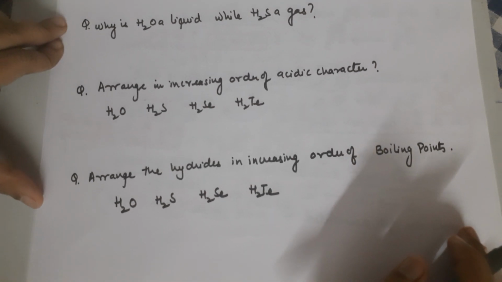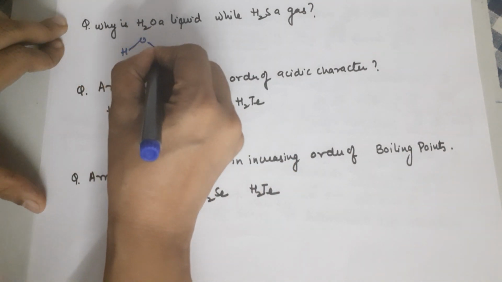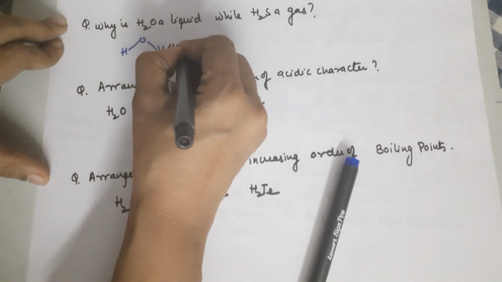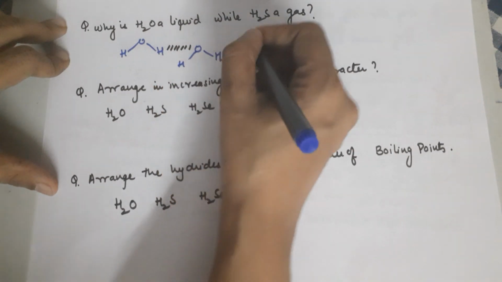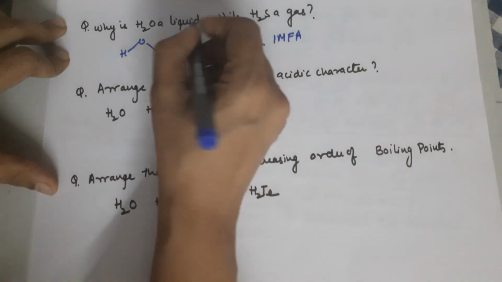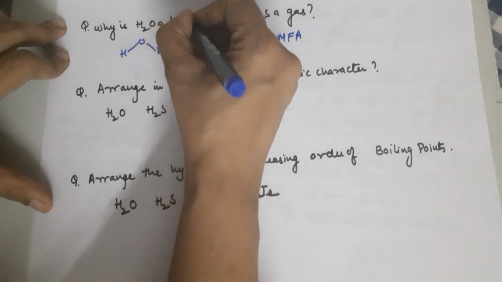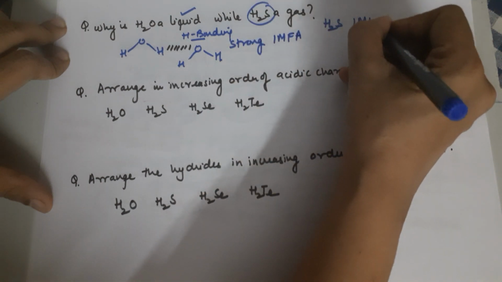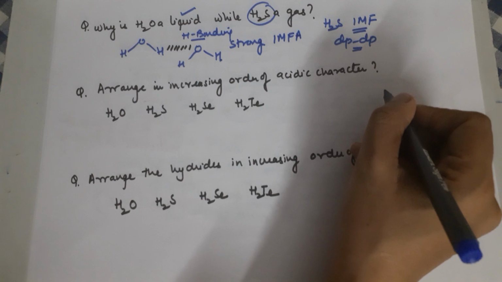Why is water a liquid while H2S is a gas? Now, when we talk about water being a liquid, there is a special property in case of water where the water molecules are bound to each other via intermolecular hydrogen bonding, which is a strong intermolecular force of attraction, which causes the molecules to move closer. Therefore, it becomes a liquid. While in case of H2S, the intermolecular force of attraction will be that of dipole-dipole. This does not form hydrogen bonding.